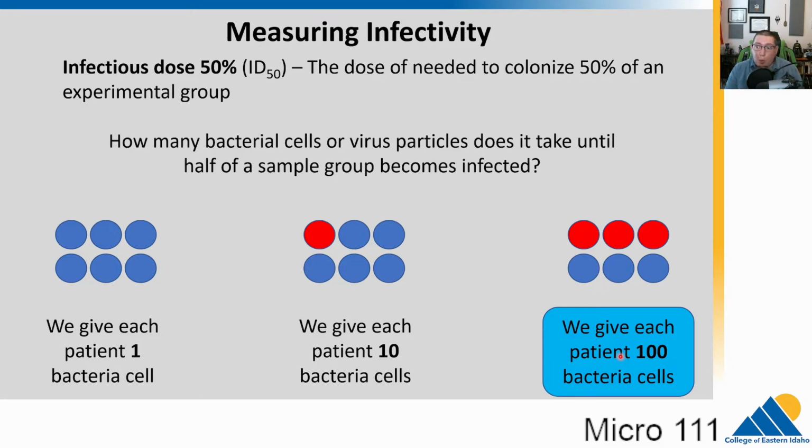And this is really important to know because we want to know how likely this is going to spread. The lower the infectious dose, the more likely it is to spread. So with only 100 bacterial cells, that's very easy to spread, versus something that takes 10,000, 100,000, 1,000,000 cells to infect someone. That would be a low infectivity.